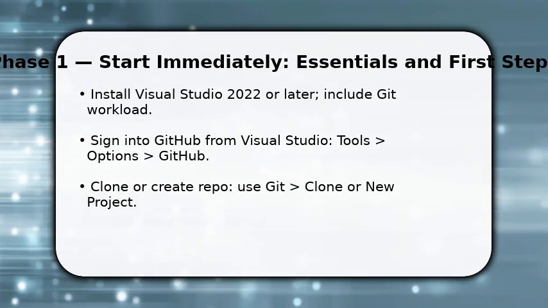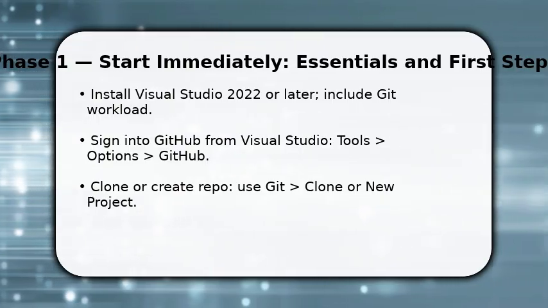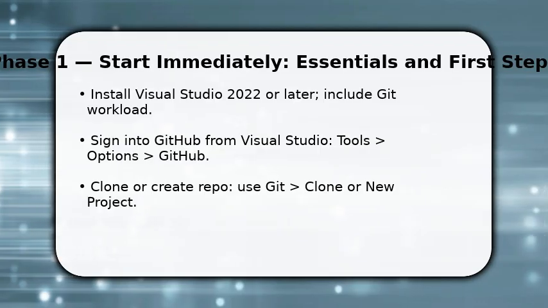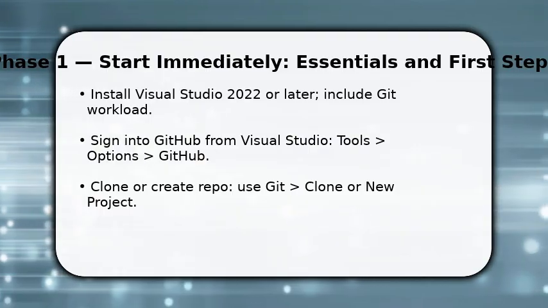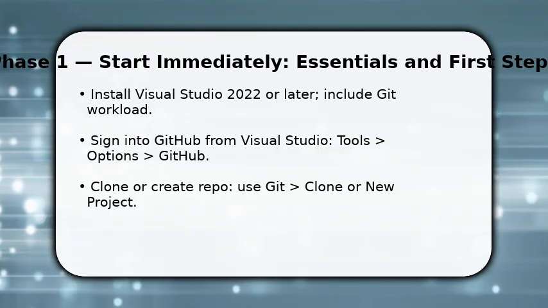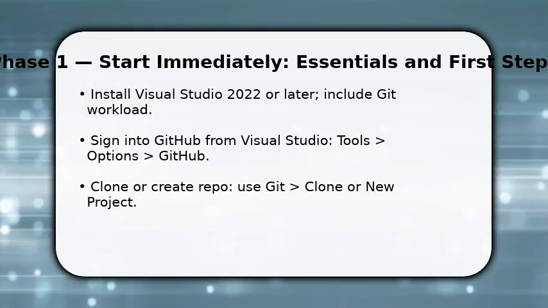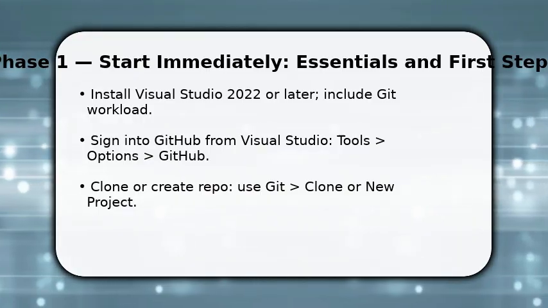Now begin. Open Visual Studio, sign into GitHub and Tools, then use Git clone to pull an existing repository or file new to create one. Once done, choose a local folder and set the remote origin. Make sure to enable SSH or HTTPS credential flow. This first step gets your code local and connected, so you can commit, branch, and push without context switching.